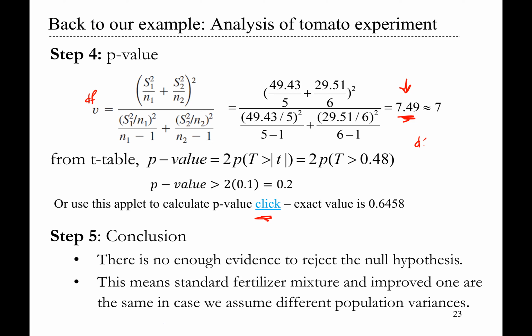The applet will ask me, what is your degree of freedom? The degree of freedom is 7. It will ask me, what is the T0? T0 is negative 0.48. And it will ask me, what is the alternative hypothesis sign? It is doesn't equal. So let's give these three pieces of information to the applet, and it will give us the p-value.